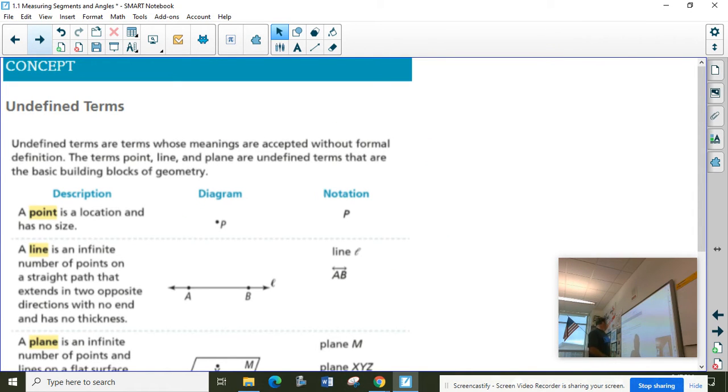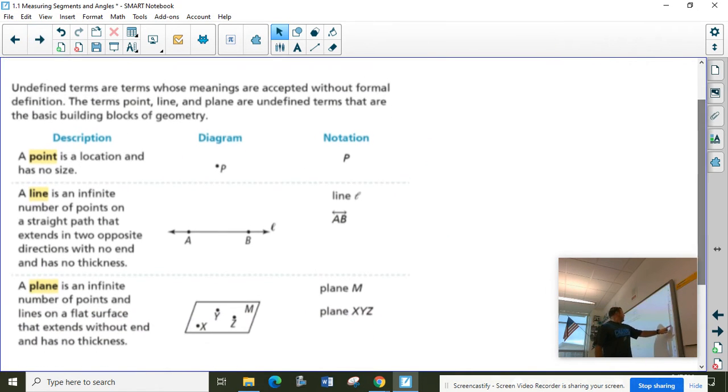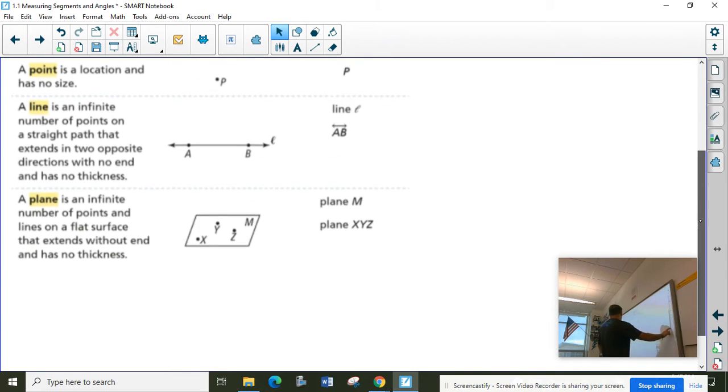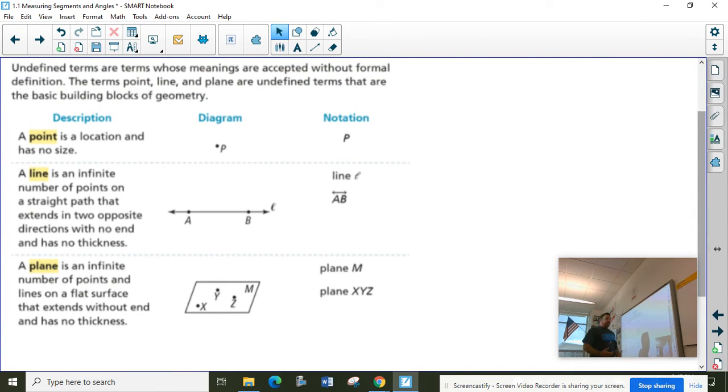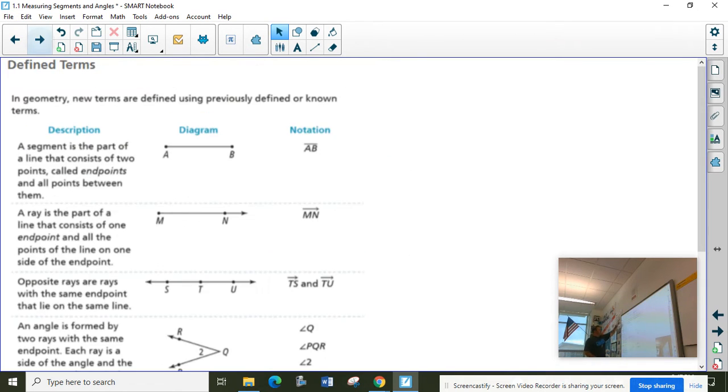All right, vocab. So here's some vocab. Here's the first 3 things. So these are the ones I'm telling you. A point. I would write down what the diagram is, the notation, what a line looks like, what the notation is, plane. Pause the video here. You can write these down. I don't think they need too much further explanation than this. Okay. If you have anything, ask your teacher.